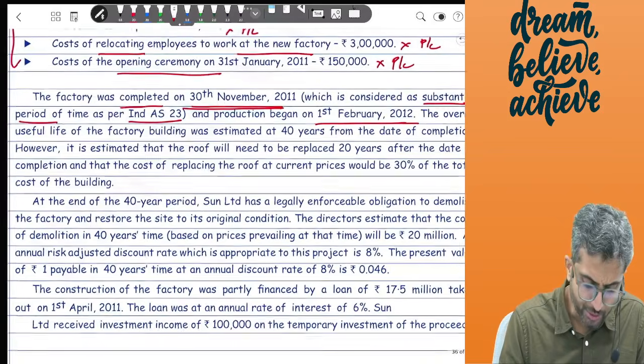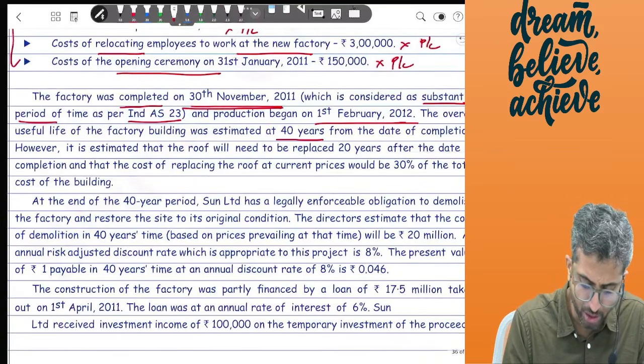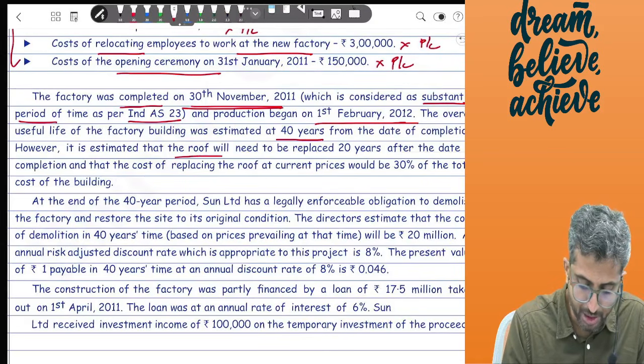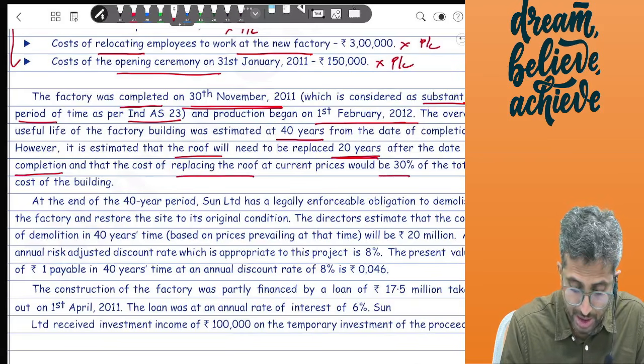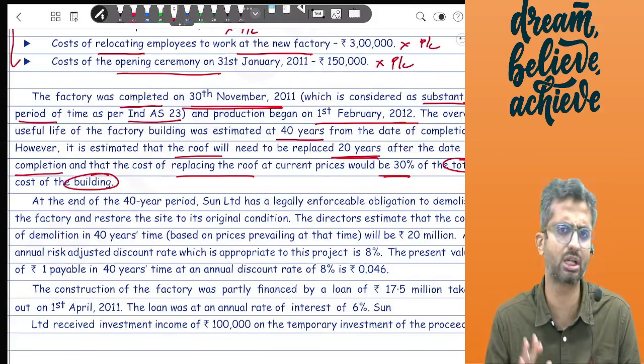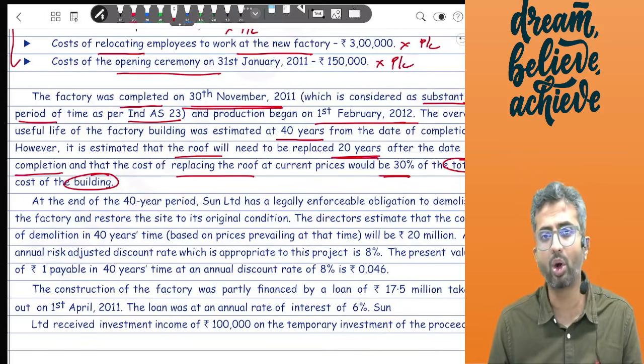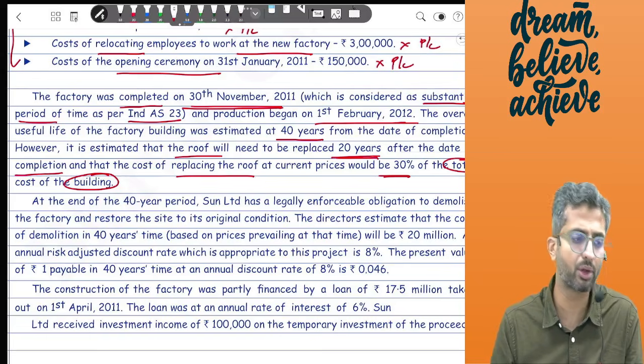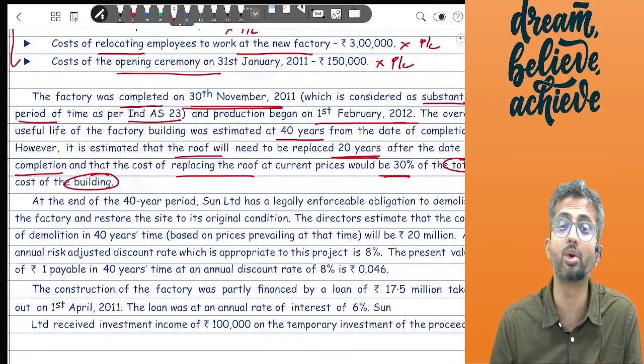The overall useful life of the factory building was estimated as 40 years from the date of completion. However, it is estimated that the roof will be replaced 20 years after the date of completion, and the cost of replacing the roof at current prices would be 30% of the total cost of the building, not land and building, just the total cost of the building. So what is the relevance of this? This will be relevant for the purpose of, let us say, component method.